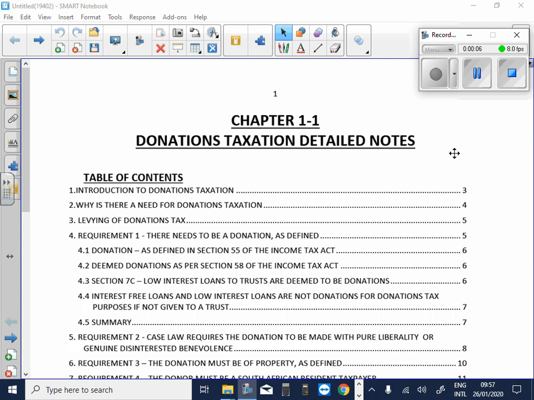I'm going to talk for about an hour on donations tax itself. I'm going to try to give you an idea of what tax is going to be like within a classroom environment for this year. Okay. So the first topic that you need to do as part of your TAT letters is donations tax.